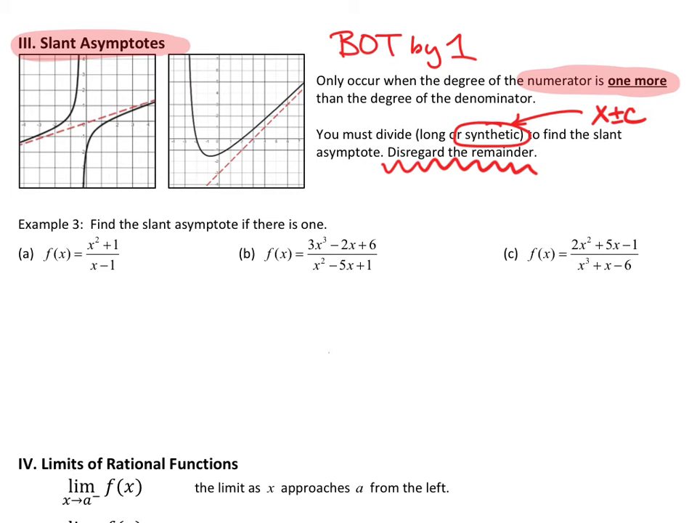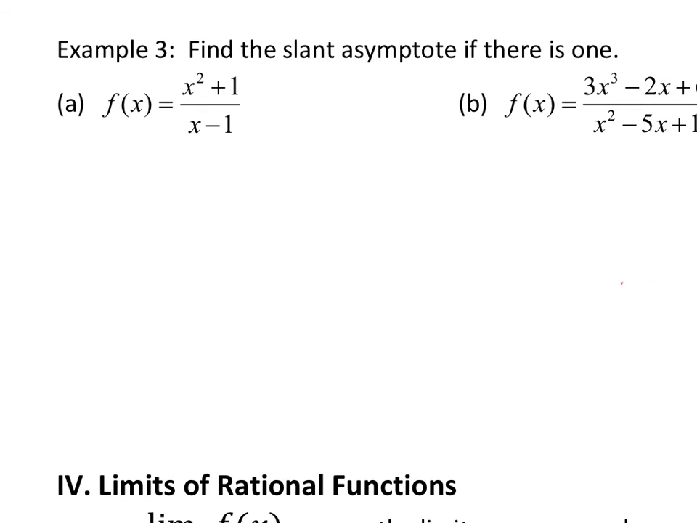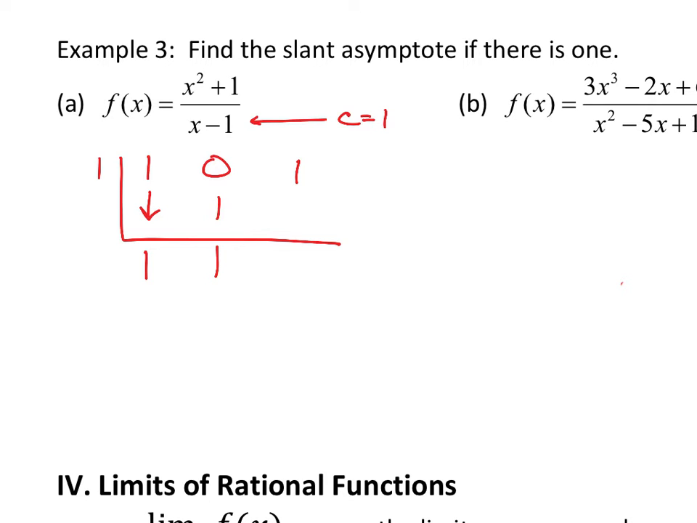Okay, let's try number A together. I'm actually going to show the work on this one. So we want to find the slant asymptote. Because this is in the form of x minus c, we know that c is equal to 1, and we can use synthetic division. The dividend is 1x squared, no x's, and a constant of 1. Bring down, multiply, add. Multiply, add.